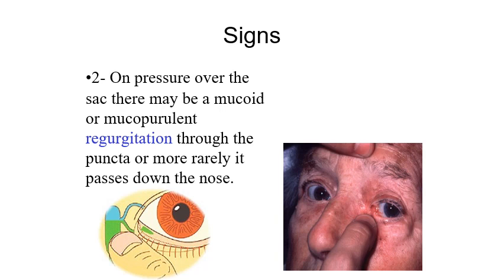So when you are pressing at the medial canthal region, two things can occur. First, there will be regurgitation after giving the pressure, called regurgitation on pressure. In a chronic dacryocystitis case, there can be regurgitation through the lower or upper punctum, or the discharge can pass down to the nose if the sac is patent, because of the hydrostatic pressure.